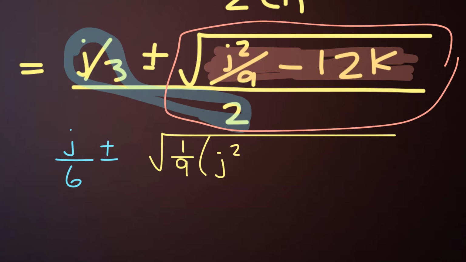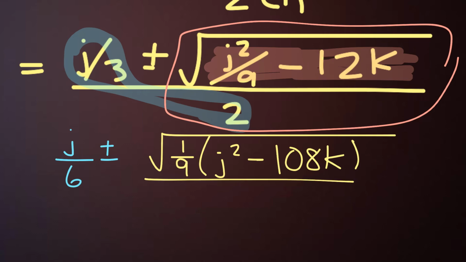Okay, so if I factor out 1/9, we would then just have j squared. By factoring out 1/9, the j squared term doesn't have a fraction anymore. Now, if we take 12 and factor out 1/9, you're essentially thinking, oh, what is 12 times 9? Well, that's 108. Okay, so that's why we get 108k there. And that's still all over 2.